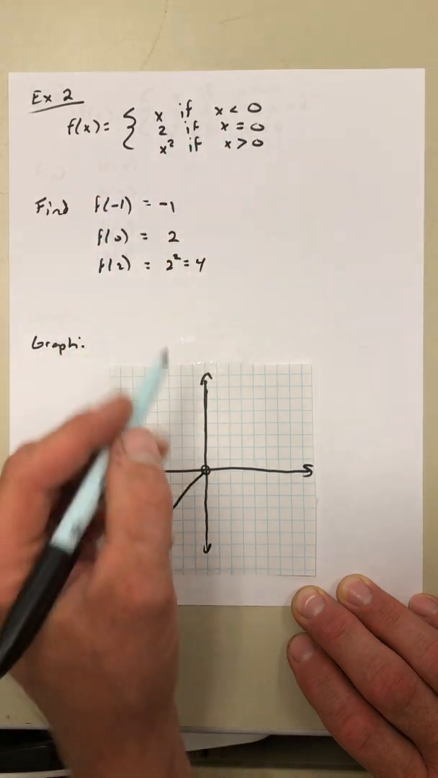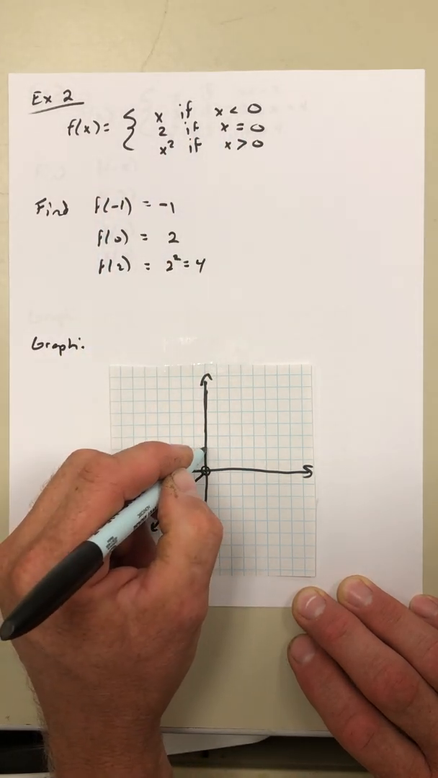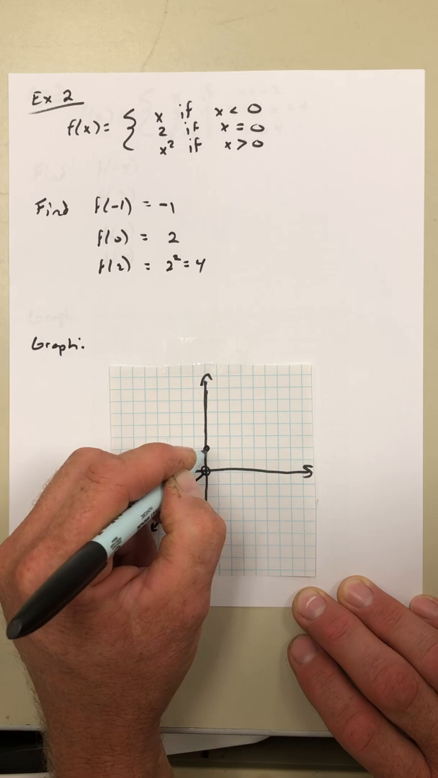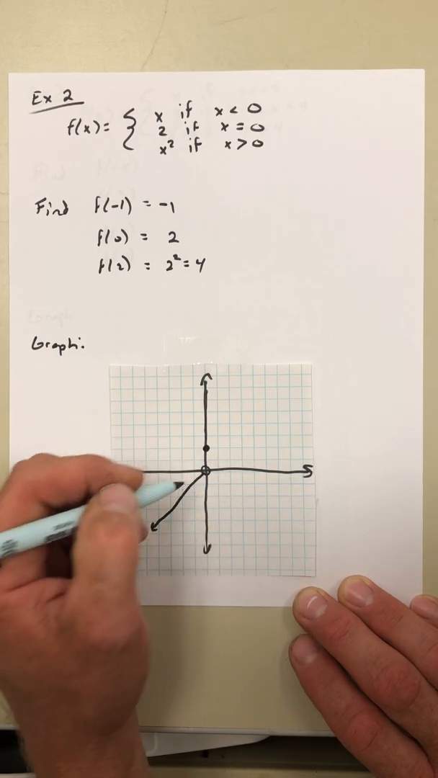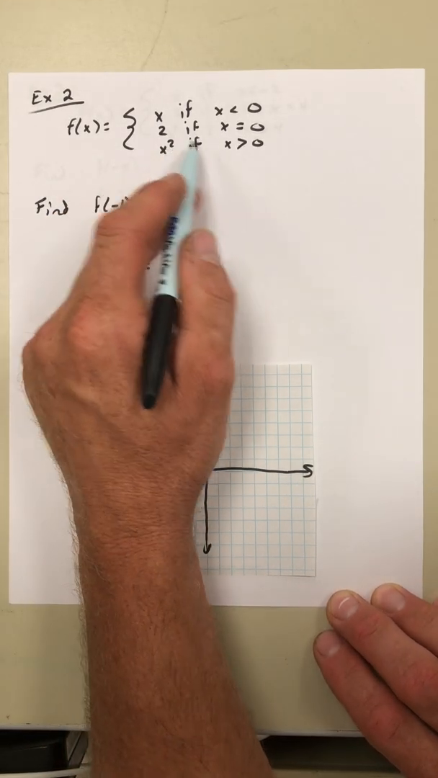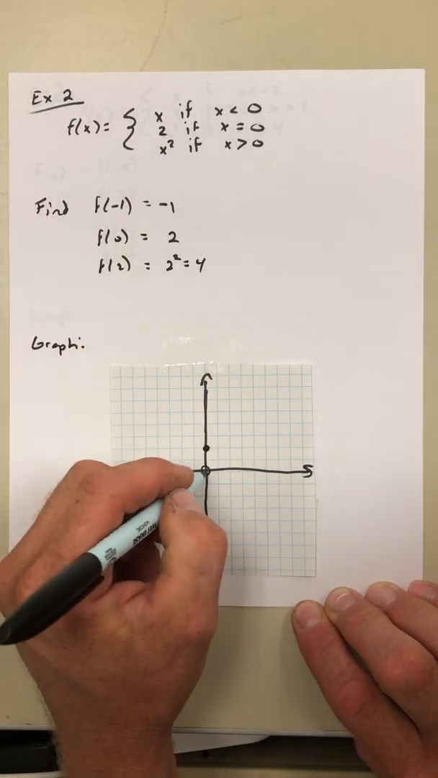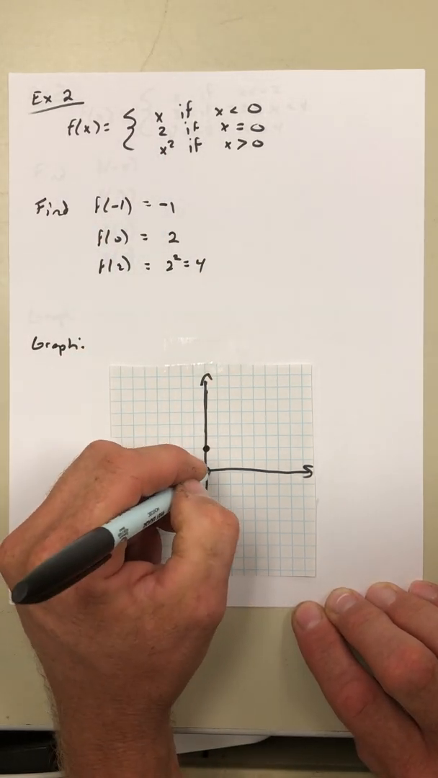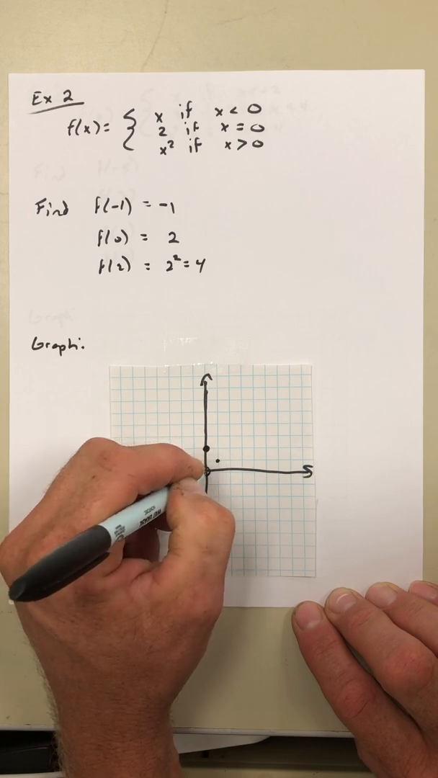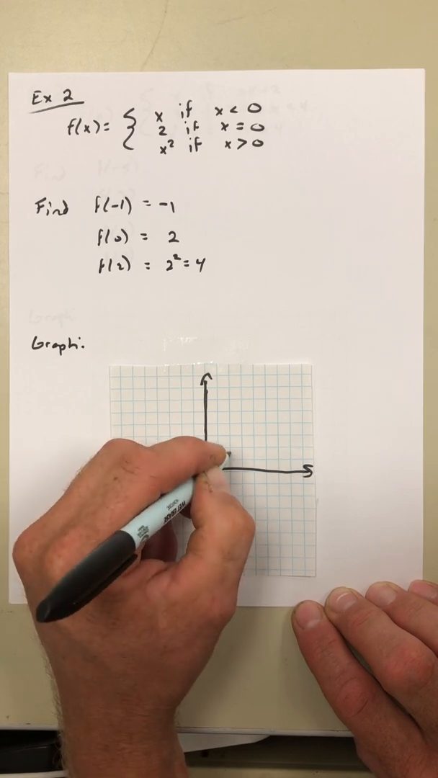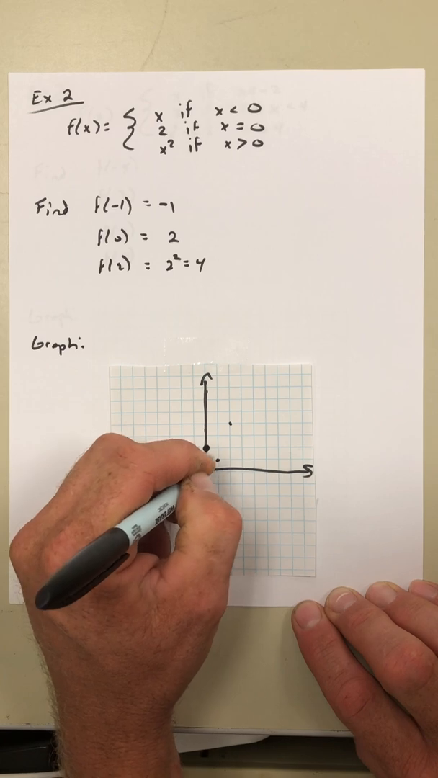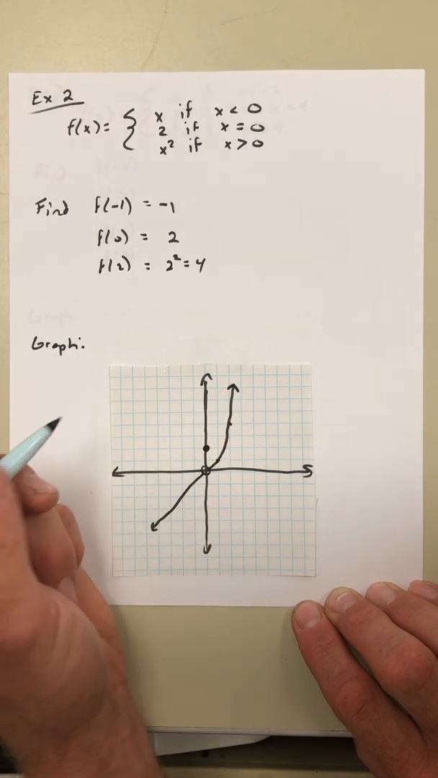2 if x equals 0. So that tells us that it's just going to be a point. At 0, the x value, the y value is 2. And then x squared if x is greater than 0. That's a quadratic. Again, we would go through 0, 0, and we would come up exponentially. We go 1, 1, and then 2, 4. So that would be our graph there.